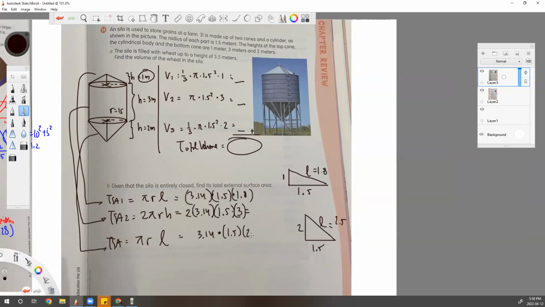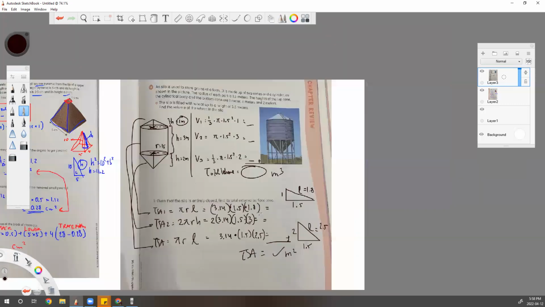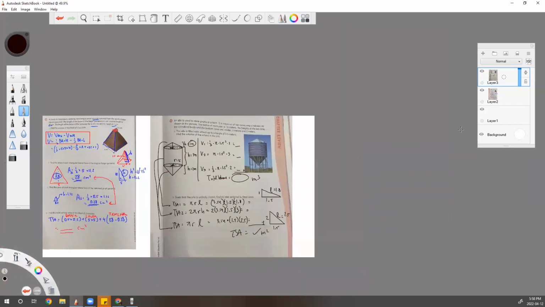Okay, so times 2.5, you get all the answer without adding the base, because the base has nothing to do with it, as it is only finding the outer external surface area. Add, done. Unit is in meter square because it's the total surface area. Okay, how's it, Stacy? Yeah, it's good.